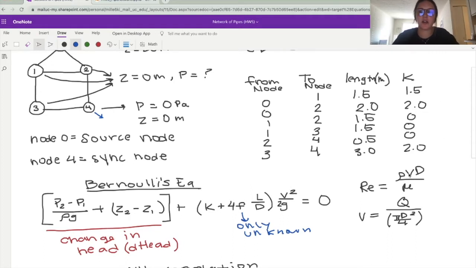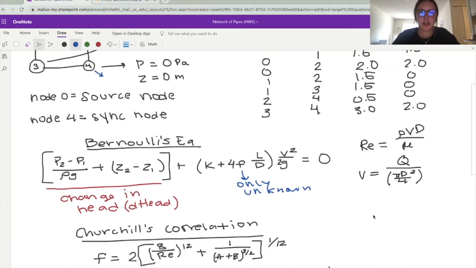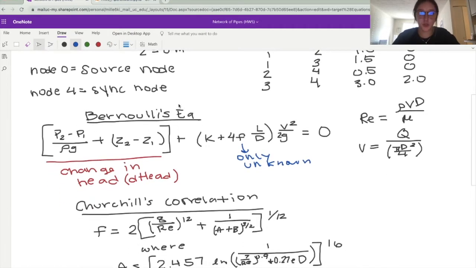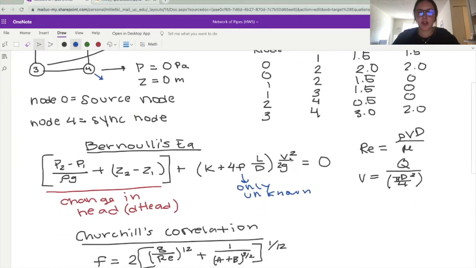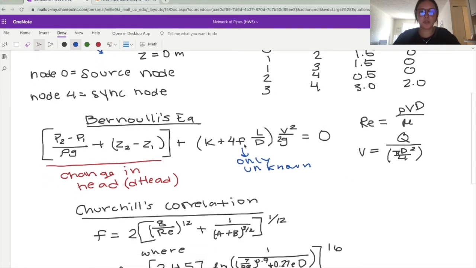It has the k value for going from one node to another. It's giving us the k value and the length. If we look down here, this is our Bernoulli's equation. This side is going to be our change in head, and this side is what we are going to solve for later. We know all of these values. We have L and D, because we have the lengths and the diameter. We can find the velocity using this equation, but we don't know this f, which is our friction factor.